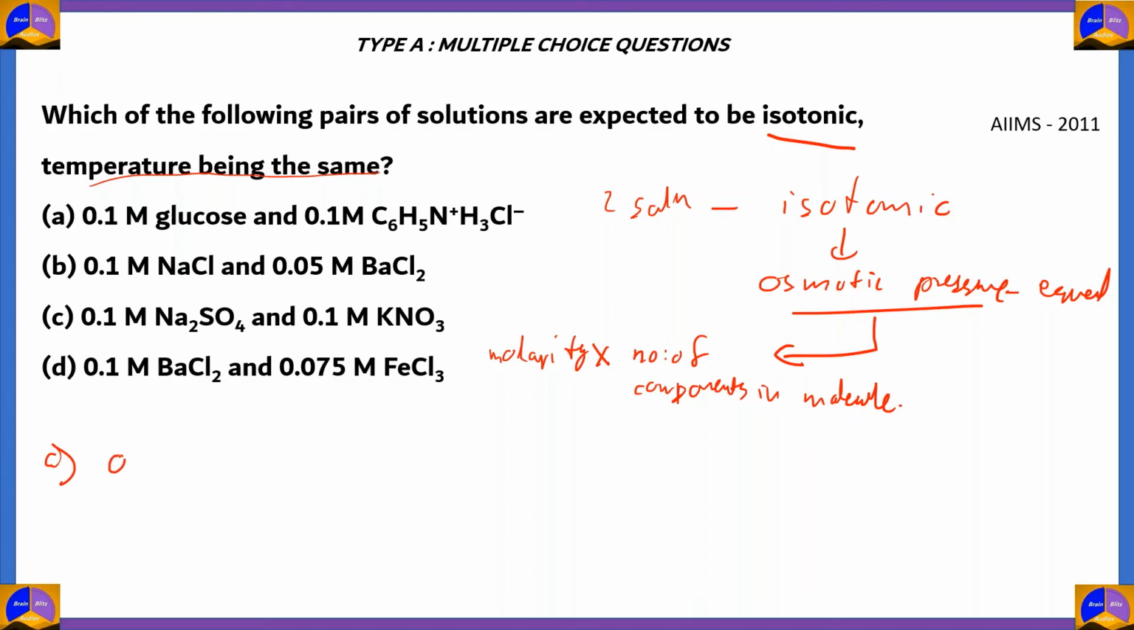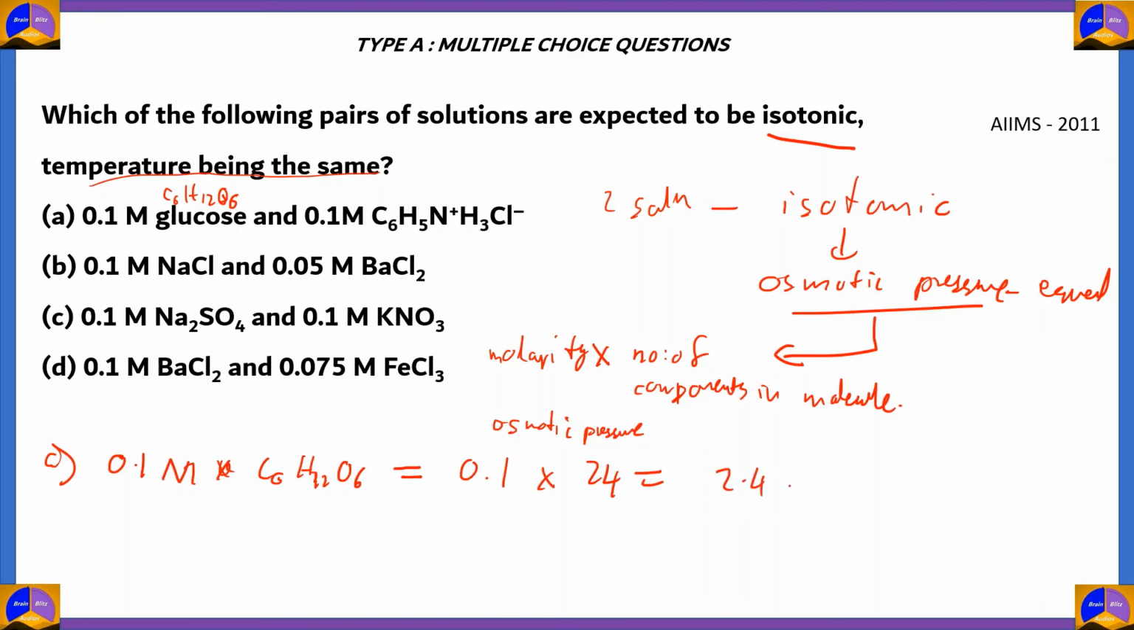So in option A, we have 0.1 moles of glucose. Glucose is C6H12O6. So we have 6 atoms of C, 12 atoms of H, and 6 atoms of O. So that totally makes up to 24 atoms in that molecule. So 0.1 times 24 is the osmotic pressure, which will be equal to 2.4.